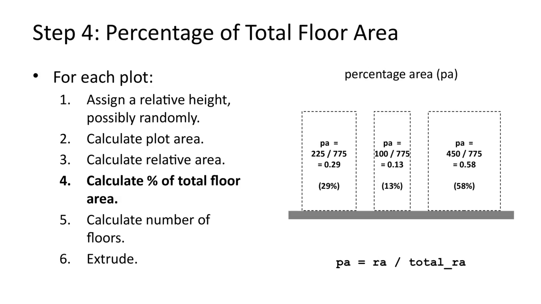In the fourth step, the percentage area is calculated. This is the percentage of the target required area, which in this case is 15,500 meters squared. First, the total of all relative areas is calculated. Let's call that the total relative area. For each plot, the percentage area is calculated as the plot relative area divided by the total relative area.